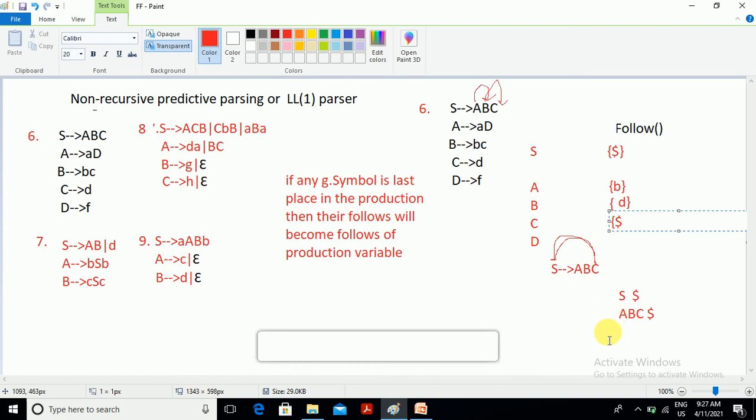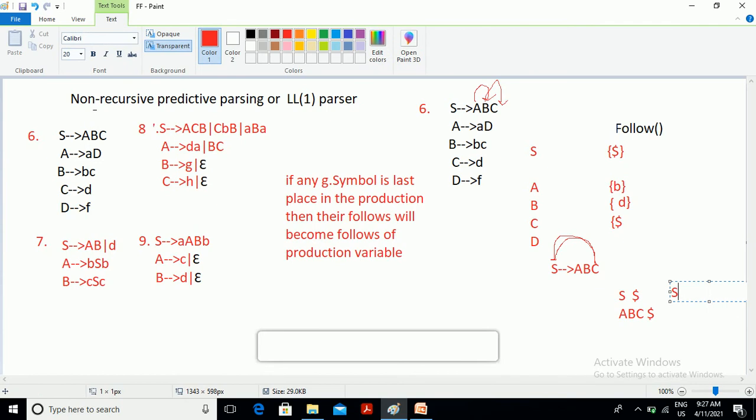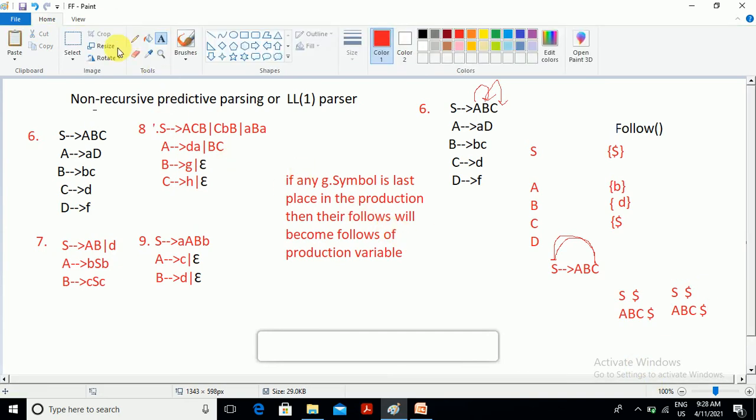Just as per this example, by default the start symbol will be followed by the dollar. Okay, fine. Now the start symbol is followed by the dollar. As well, we know that we can replace S by ABC. After replacing S by ABC, C is also followed by the dollar. C also follows the dollar.